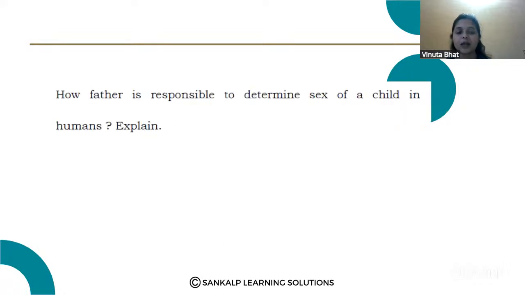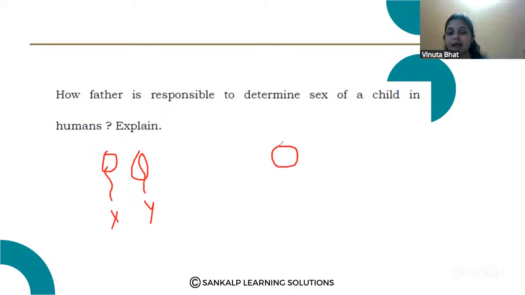Next question. How is the father responsible to determine the sex of the child in humans? Explain. In human beings, sperm always contains either X, just imagine this is the sperm, which contains either X or Y chromosome. Here, the female gamete egg always contains the X chromosome.